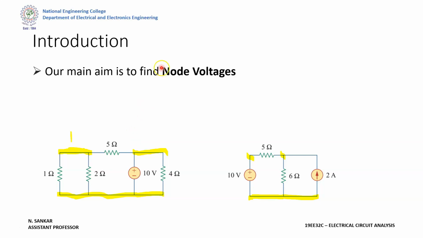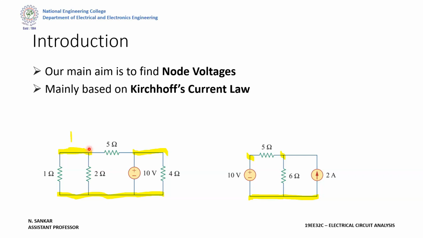Our aim is to find node voltages. Node voltage is nothing but, if you are connecting a voltmeter across 2 ohm, it will show some voltage. That voltage is called the node voltage, which can be measured at this point. From this point, if you measure a voltage, it is called the node voltage, that is the voltage across each node. Here we are going to use Kirchhoff's current law, that is KCL. With the help of KCL, we will find the nodal voltages.